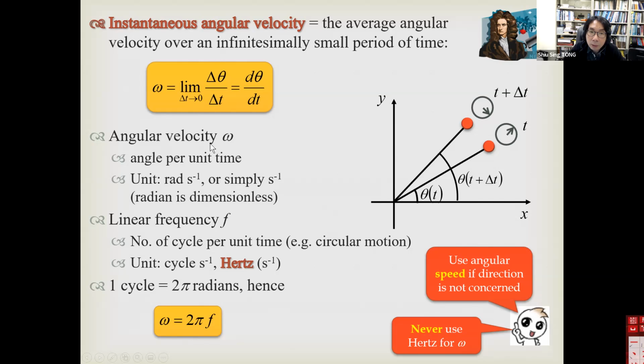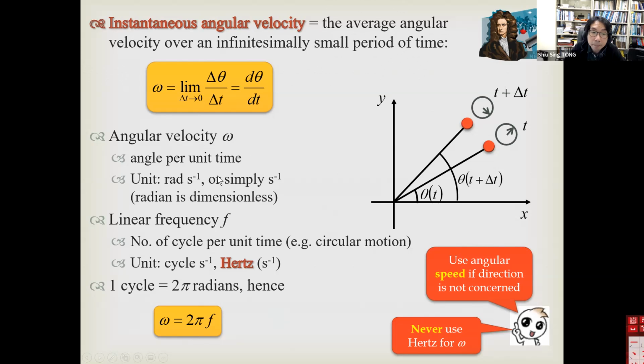Now, we describe the motion with an angular velocity, but you can always refer to omega as the angular speed if the direction is not a concern. So you can always say angular speed instead of angular velocity if you are not concerned with the direction.